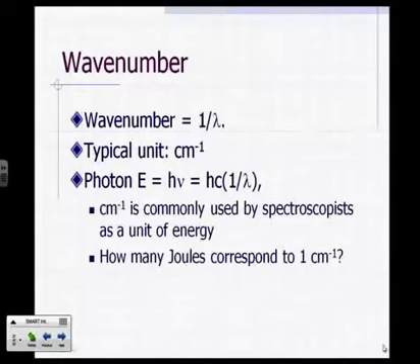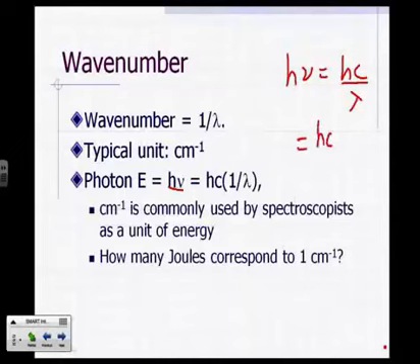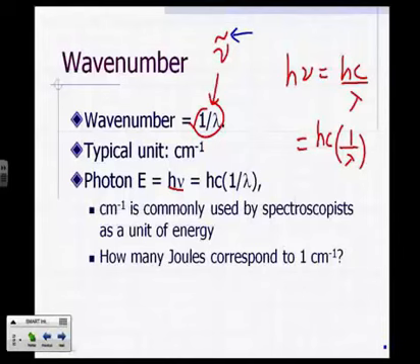And so if your photon energy is equal to h nu, and if you recall, nu is c over lambda, right? Then you can say that your photon energy is hc times 1 over lambda. So 1 over lambda is your wave number. Now, usually this is represented by the symbol nu with a tilde on top. The squiggly line on top of the symbol for nu is a tilde.